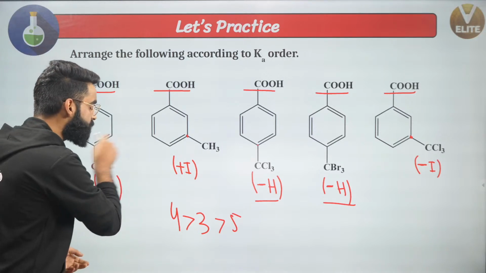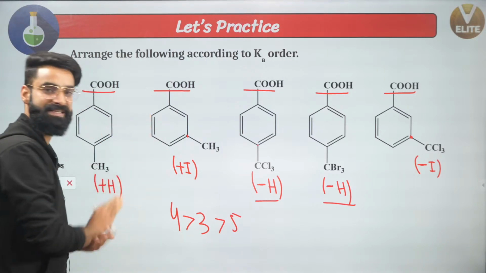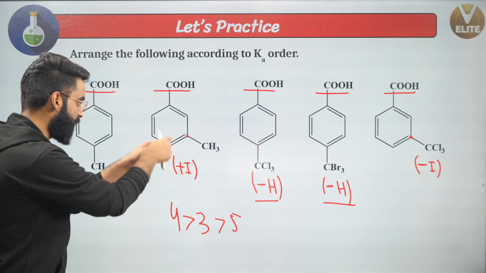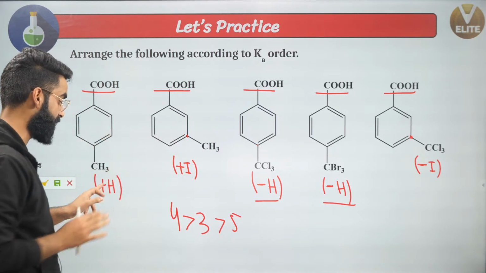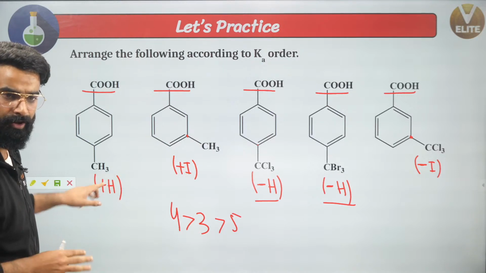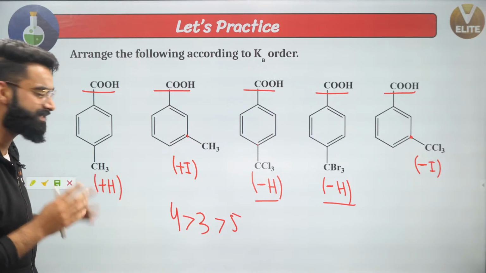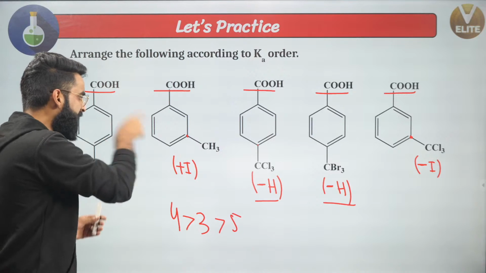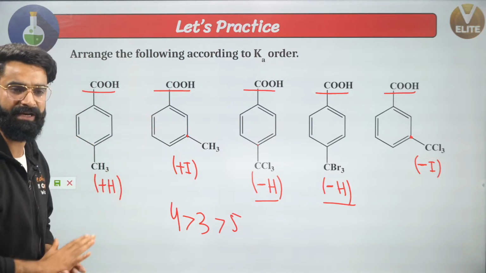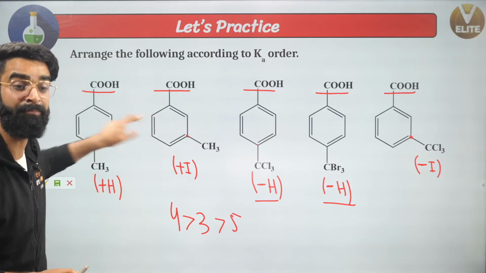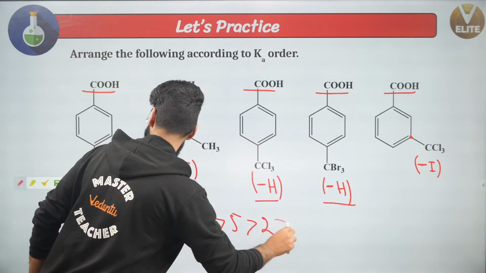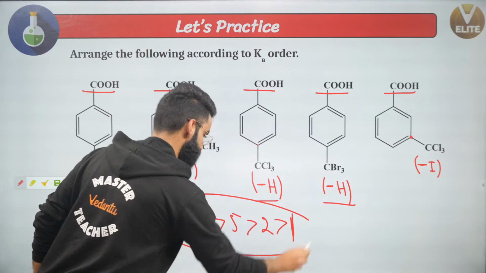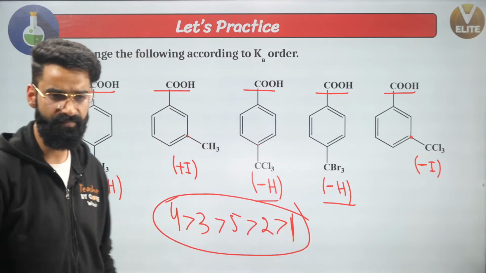Now in these two, which one is going to have less plus effect? Inductive effect is not going to be considered in front of this plus H. Or I'll simply generalize it like this: the one which shows minimum plus effect is going to be maximum acidic. So which one is showing minimum plus effect? The inductive effect one, right? So I'll say the second is the one, and at the end it's going to be the first one. So this is going to be the order: 4, 3, 5, 2, 1.